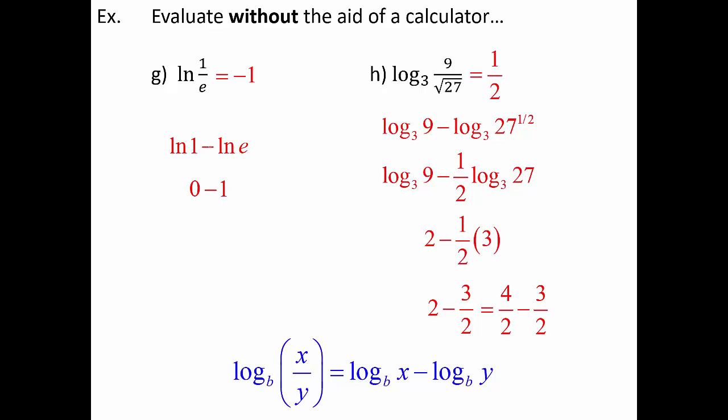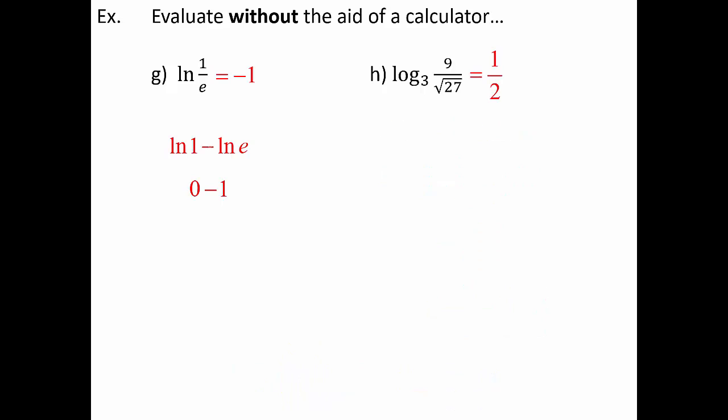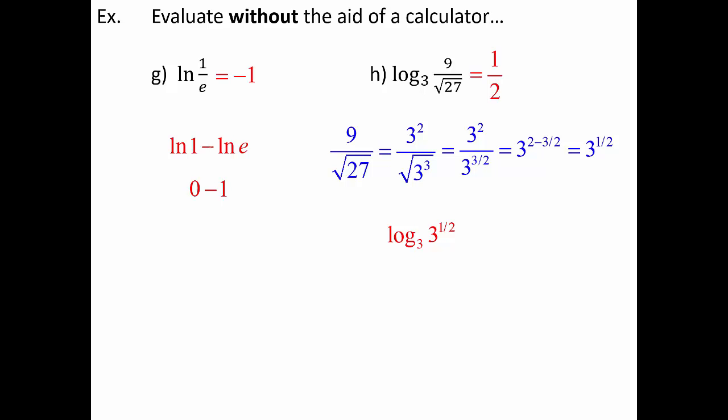as an exponential, which would be the old way of doing this. 9 over root 27 is really 3 squared over the square root of 3 cubed. Square root of 3 cubed is really 3 to the 3 halves. 3 squared over 3 to the 3 halves, we would subtract the exponents and do 3 raised to the 2 minus 3 halves, which is still 3 to the 1/2. And then I'd be able to start the problem log base 3 of 3 to the 1/2 by canceling out log base 3 and 3 and get 1 half.